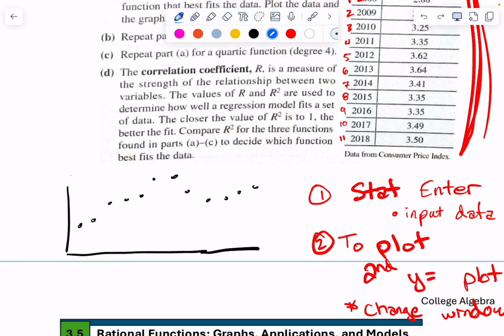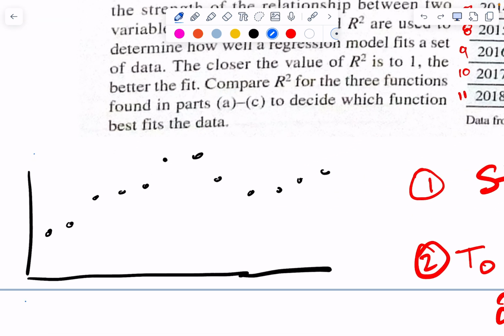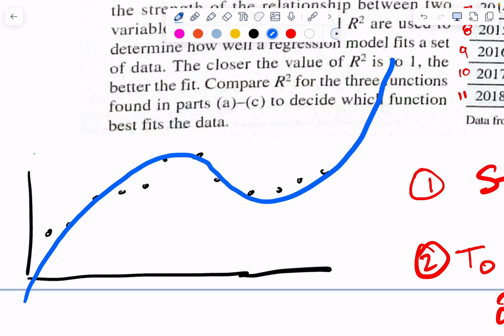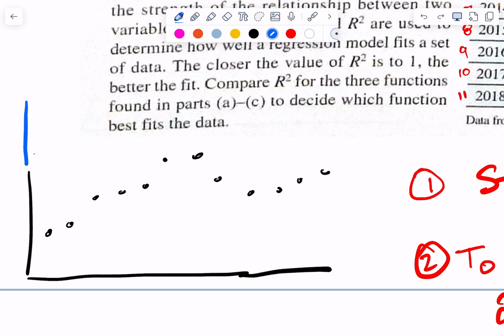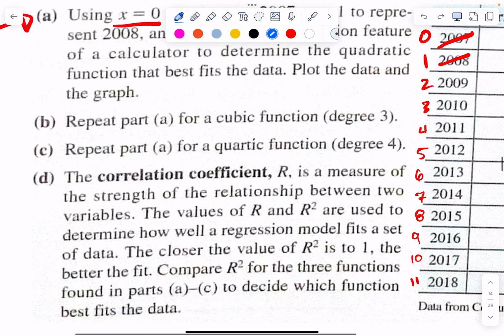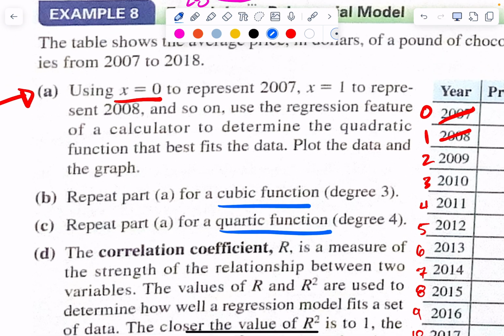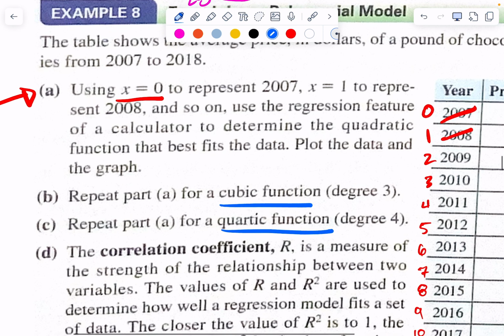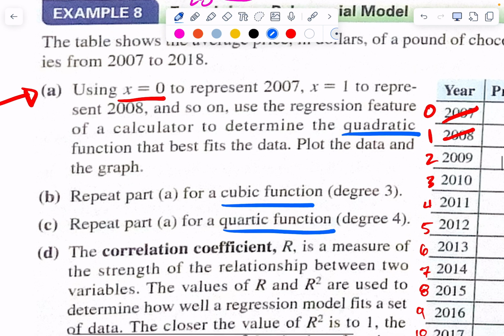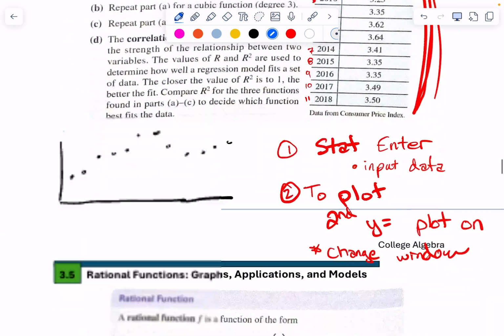If we do a cubic function and he looks like that, the cubic function will start down and go like this. Or maybe we do a quartic function in which he's making a W. So that's what they're going to have us do: a cubic function and a quartic function. For part A, they say plug it all in and determine the quadratic function that best fits. So they want us to do a parabola for this one. Do you think your parabola is going to go up or down?